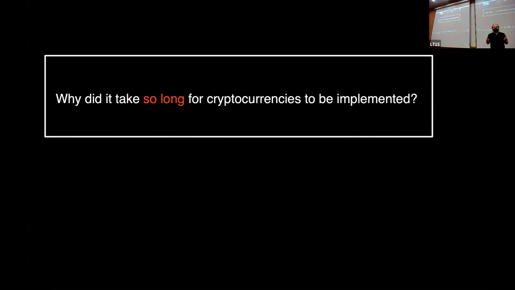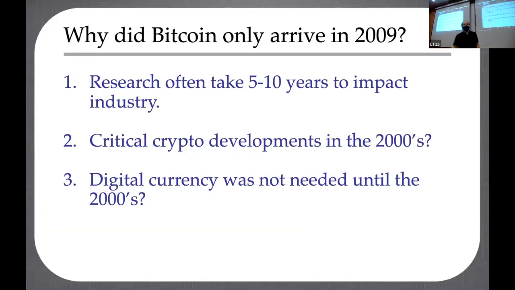And even now we're still seeing huge amounts of development. What's happened in between? I think there are several interesting answers to this question. First of all, you might say, well, research always takes a while to get from algorithmic theory into the real world. 5 to 10 years is pretty normal.